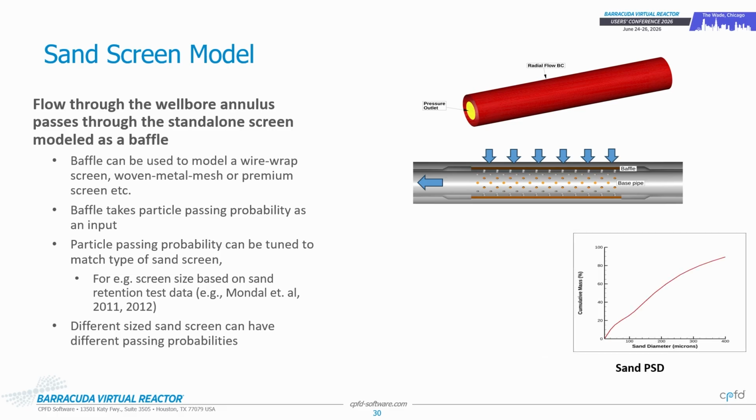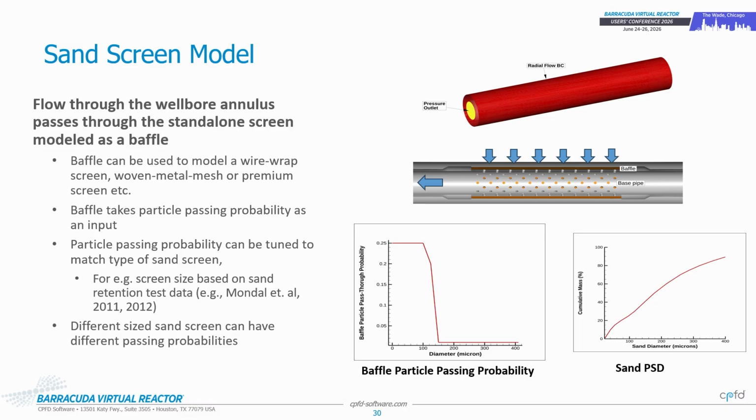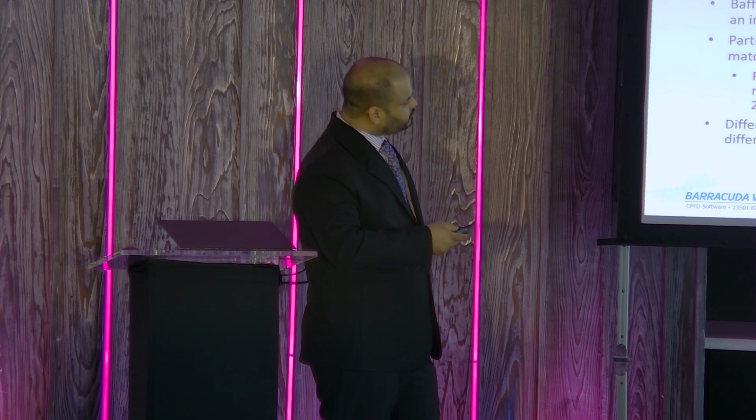Okay. And here is the sand PSD, just like the proppant PSD. This time we have sand PSD. But another thing on top of this is the passing probability for the baffle. Based on the size of the particle on the x-axis, I have a probability value. In this case, I'm saying roughly anywhere between 0 to 120 microns, my passing probability is 25%. So 1 in 4 particles essentially makes it through. And because the screen size, I think, is about 250 microns, particles larger than that can't go through, so the probability doesn't exactly become 0, but it's quite low as the size increases.